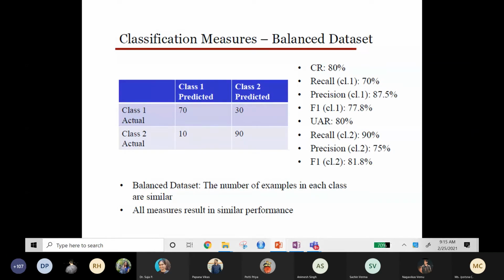Okay, so I'll repeat. Recall, when you look at only one class, that means yes, that is COVID positive, and when you find the recall, it is true positive divided by true positive plus false negative. But when you look at the other class, that is no, and when you find the recall, you need to just change the formula to true negative divided by true negative plus false positive.